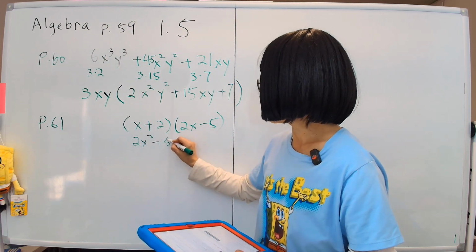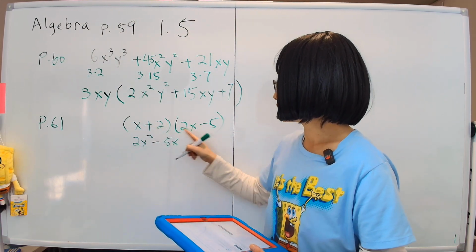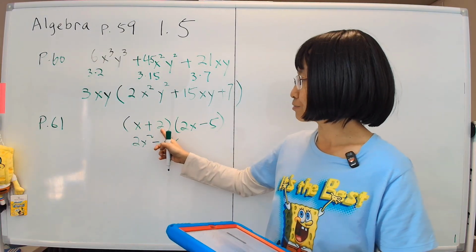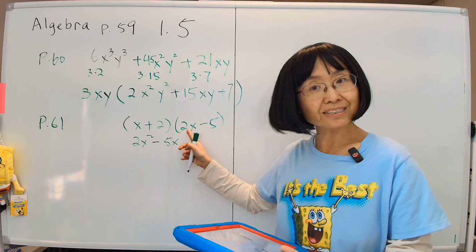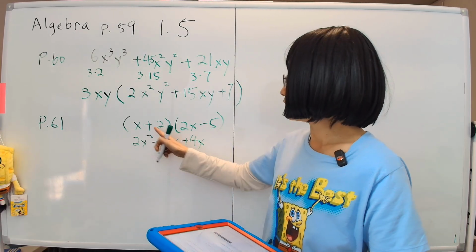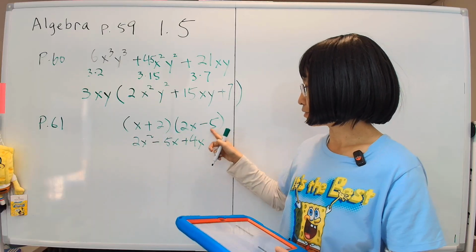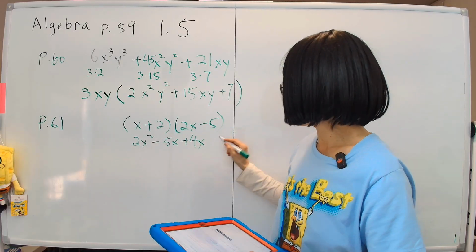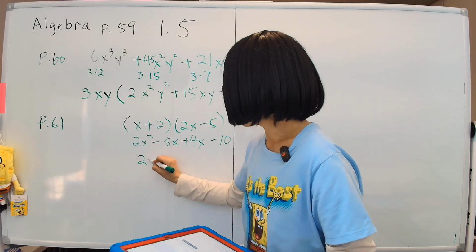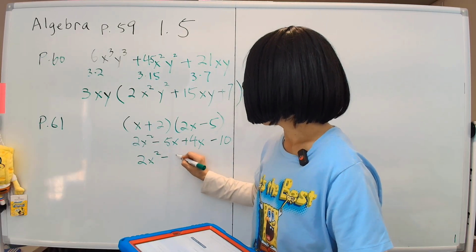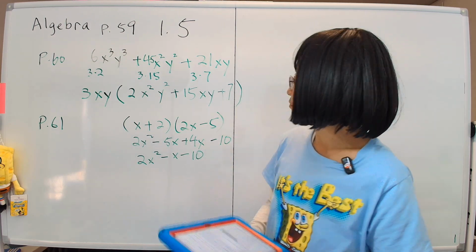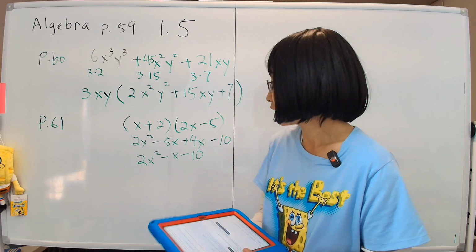That would be minus 5x, right? So the first term is done, and then we'd work on the next one. The next side shakes hands with the first guy in here, which is plus 4x. And then finally, the second guy shakes hands with the second guy over here, which is minus 10. And we can write this down as 2x squared minus x minus 10, right? 4 minus 5, yeah, I think that's right.